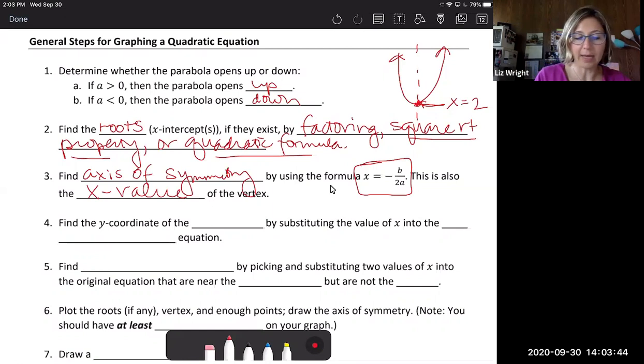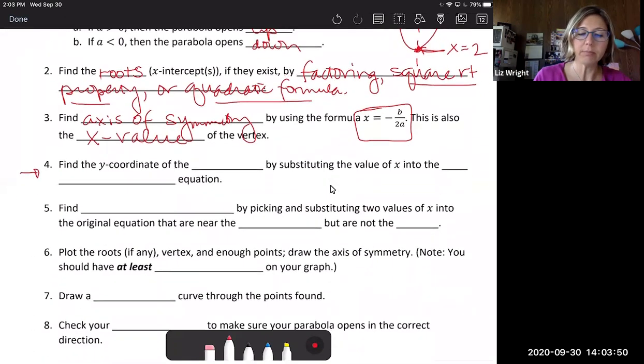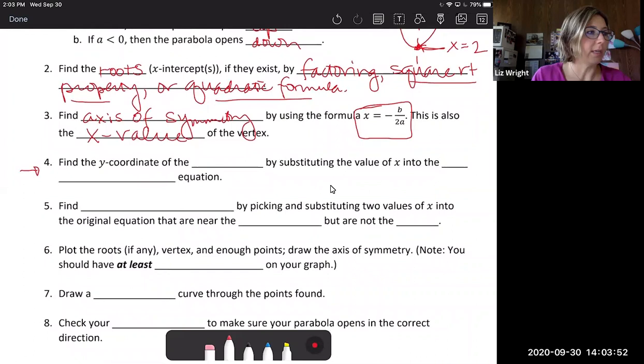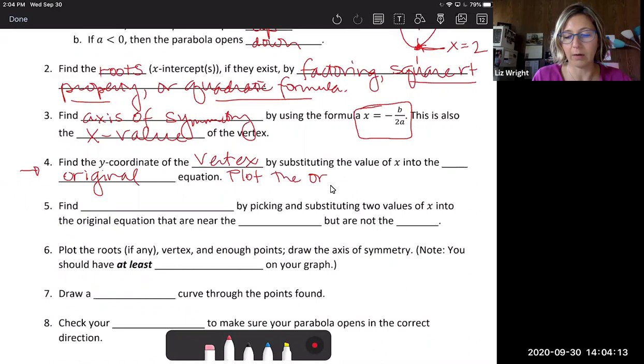Why do we care about that? Because then we're going to use it to find the y coordinate of our vertex. So we're going to find the y coordinate of the vertex by substituting the value of x into the original equation. And then we get out the y value. And then we're going to plot that ordered pair. And that's what we're going to say, plot the ordered pair.